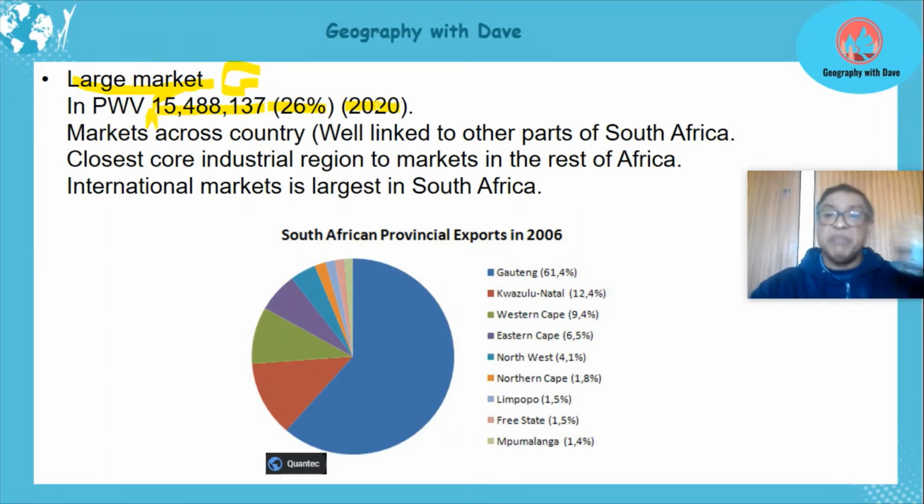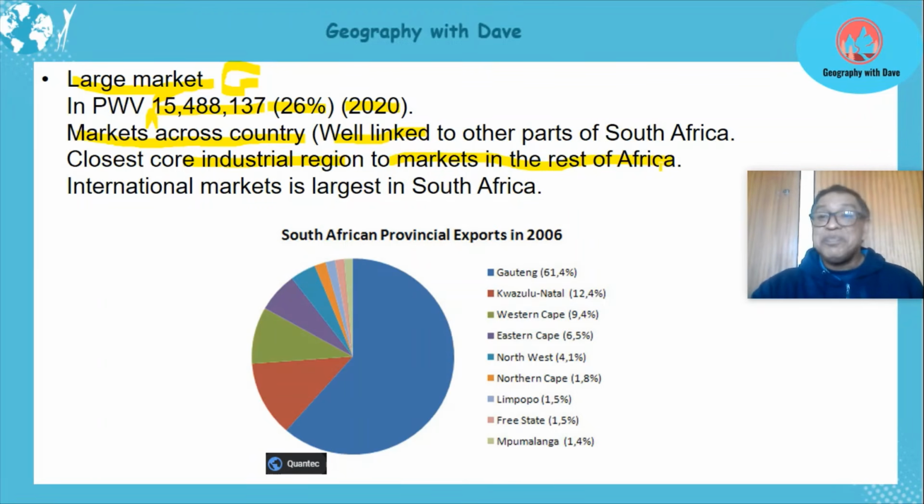So the immediate market, learners, we're producing in Gauteng, and we have a market around us that can buy our goods. How much are we saving on transport costs? Brilliant. And we have markets across the country. You understand? And these well-linked transport routes help us transport. So we have markets across. And remember, it's the closest core region to markets in the rest of Africa.